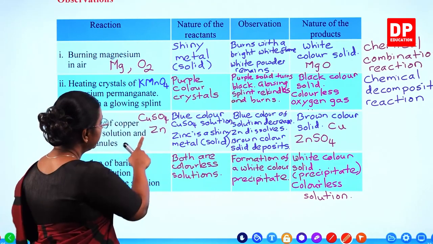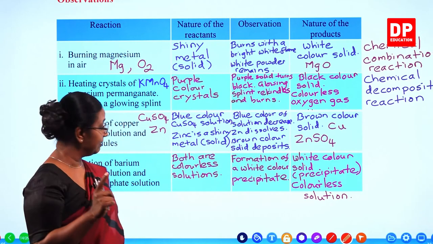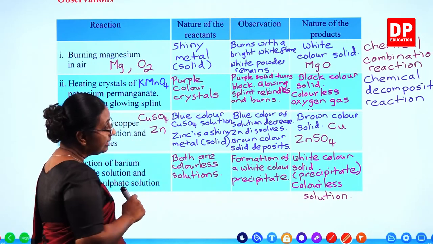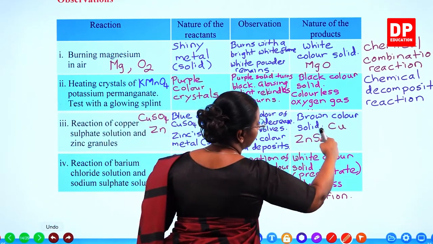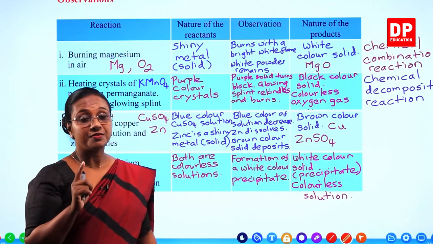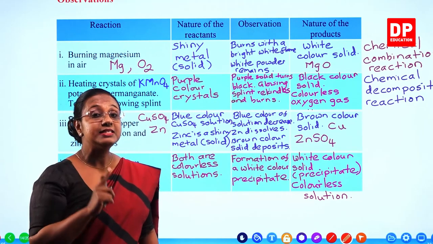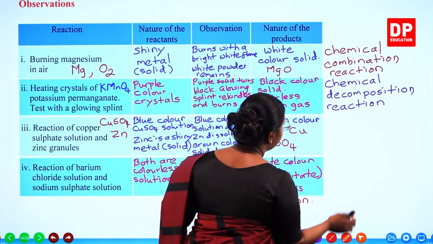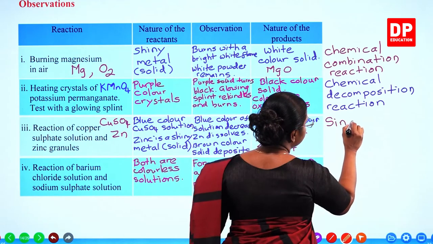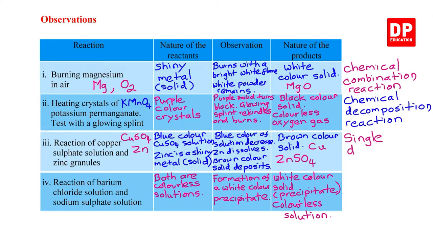But here, you can see, students, zinc is an element that displaces copper from the solution. That is why you get copper here. Because of that, we call this a single displacement reaction. These types of reactions are single displacement reactions.